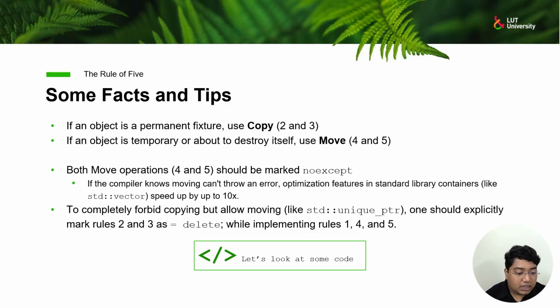Then finally, there are classes that should never be copied at all. A good example is the standard unique pointer. It represents unique ownership. Only one object can own the resource. So in classes like that, we delete the copy constructor and copy assignment operator while keeping the move operations. So let's see what that looks like.